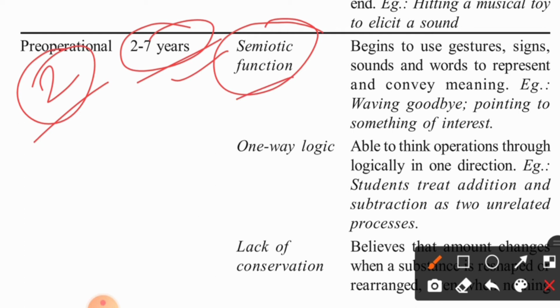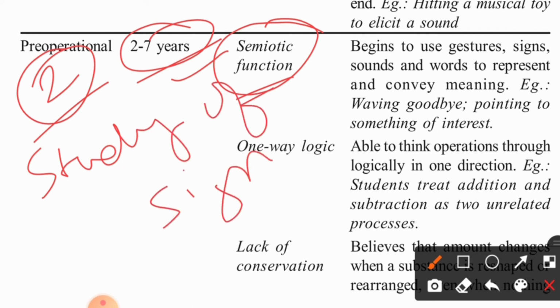Now what is the semiotic? If I talk to you in simple language, semiotic is the study of signs and symbols. The study of signs and symbols is known as semiotic.